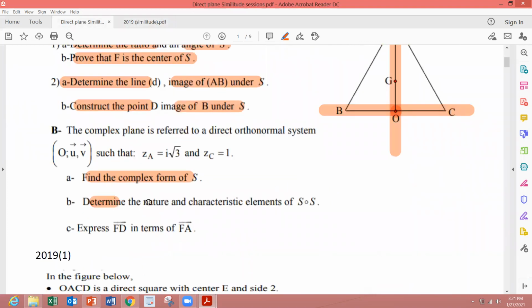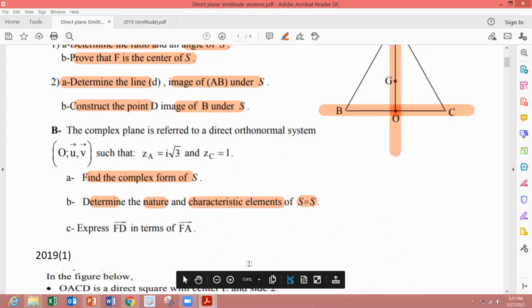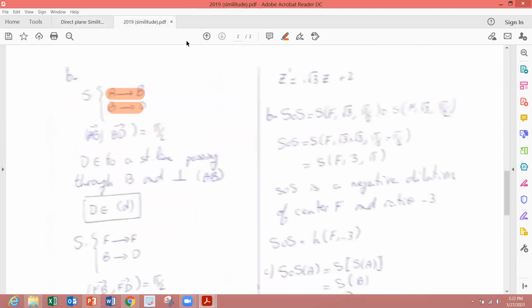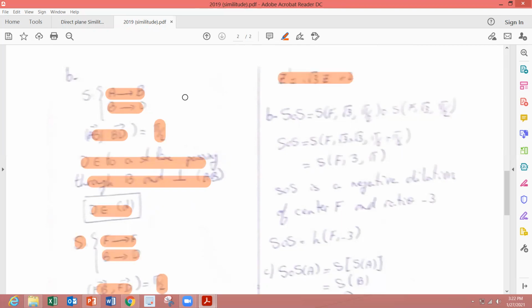Determine the nature and the characteristic elements of S round S. What is the composite of two similitudes of the same center? The same center, yes. The ratios multiply, k times k prime, and the angles add, pi over 2 plus pi over 2. So the similitude has the ratios multiplied, with rotation angles added, and dilation ratios multiplied.